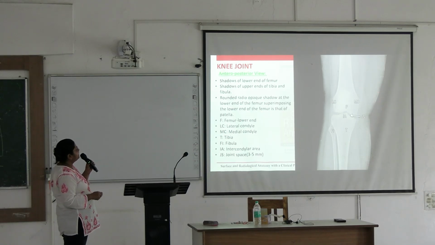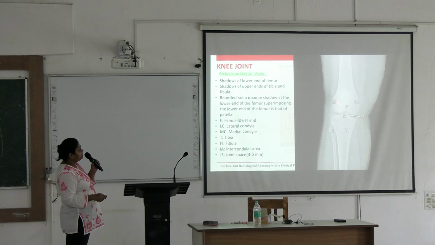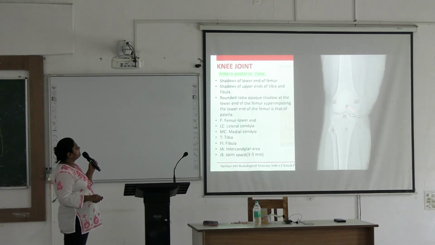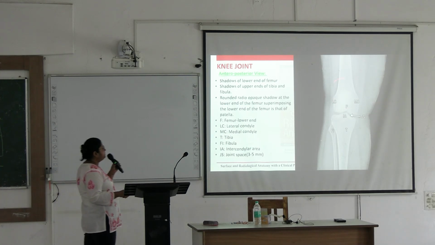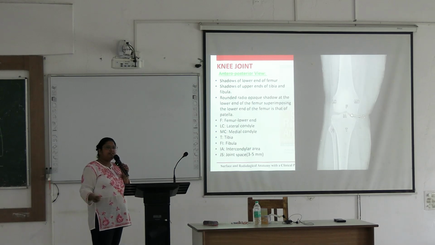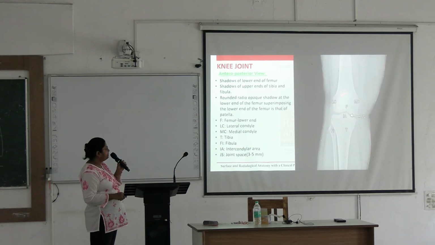You can see the shadows of lower end of femur. This is lower end of femur. Shadows of upper end of tibia and fibula. Upper end of tibia and the upper end of fibula. Rounded radio-opaque shadow at the lower end of femur superimposing the lower end of femur is that of patella here. Very fine oval like shadow. It is overlapping with the lower end of the femur. That is patellar shadow here.